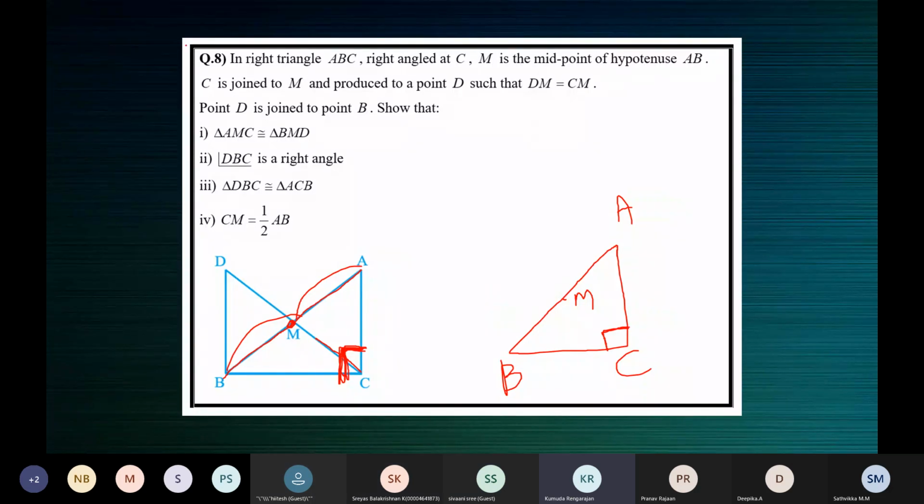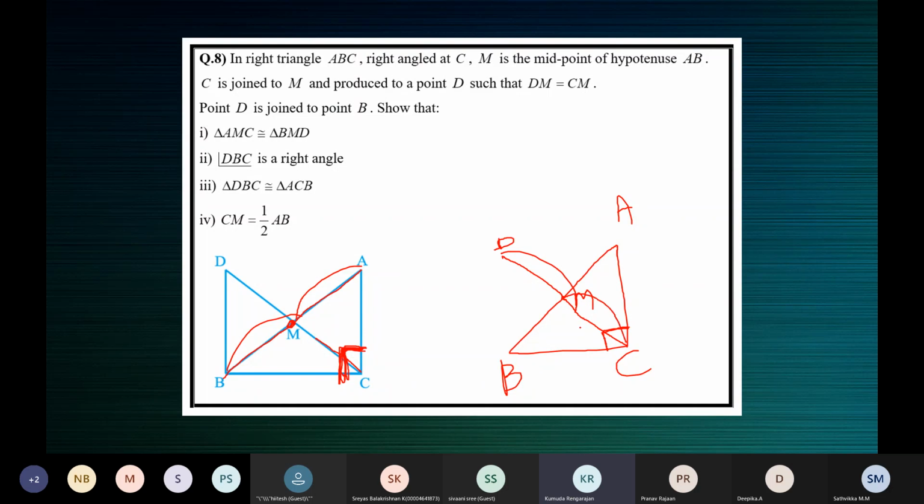Read the question ahead. C is joined to M, and it's produced to a point D such that DM is equal to CM.